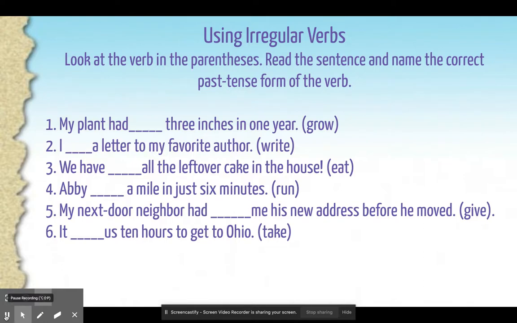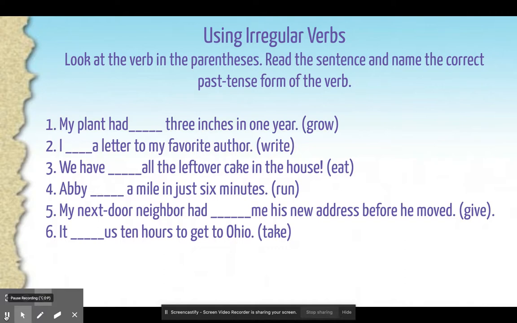Number 3, we have blank all the leftover cake in the house. We want to put eat to show past tense. You should have said eaten. We have eaten all the leftover cake in the house. Number 4, Abby blank a mile in just 6 minutes. We want to show the past tense of run. Abby ran a mile in just 6 minutes.